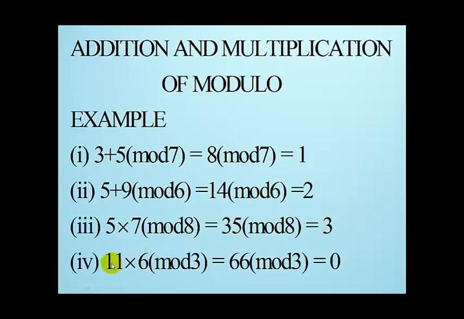Now 11 times 6 mod 3. 11 times 6 equals 66. So 66 mod 3 is equal to 0. Why is it equal to 0? Because we have 22 groups of 3 in 66, and that 22 groups of 3 will also give us 66. And therefore the remainder is equal to 0.